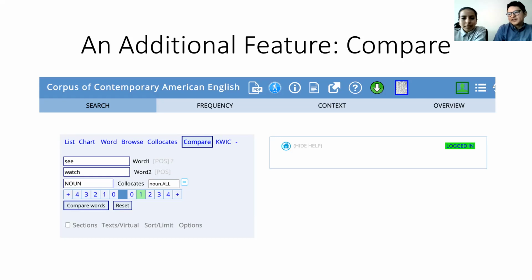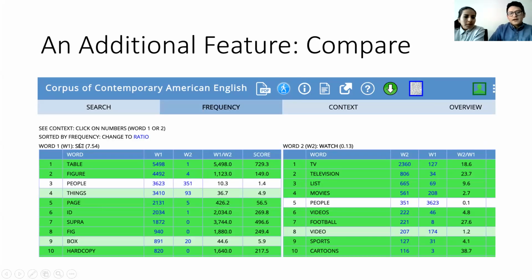We can look for the answers here using COCA. So we use the compare feature, and we type in the word "see," then we type in the second word, "watch." In this case, we want to know the nouns that usually collocate with these two verbs. So I select just one slot to the right, and then compare the words. Let's see. You can see table, figure, what we already covered in the first slides. And you can watch what?